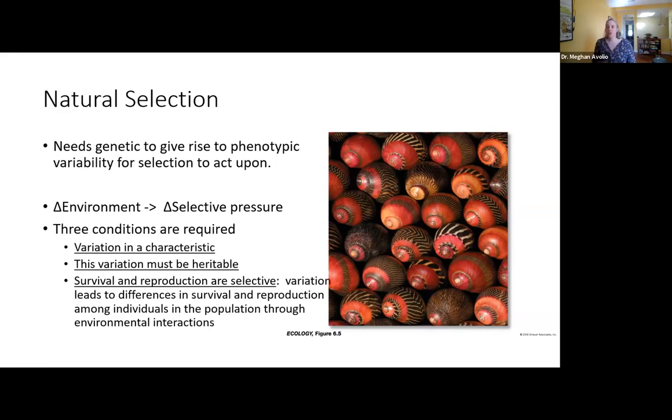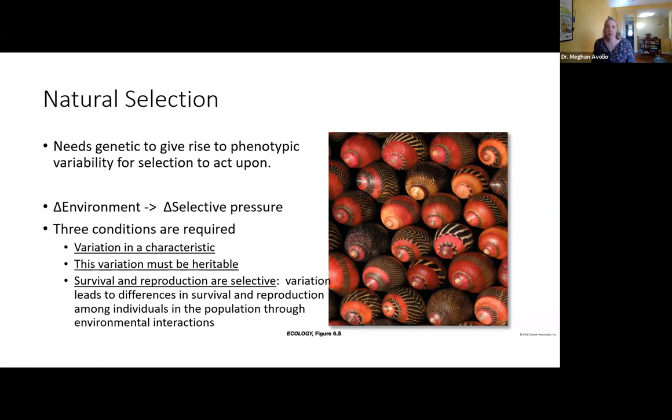And you need three things for natural selection to occur. You have to have variation in traits. You have to have this variation be heritable. And this variation has to result in differential survival and reproduction. So again, if every individual is the same, if we only have one clone in the exact same genotype everywhere, we can't have natural selection because it's differential fitness of individuals.